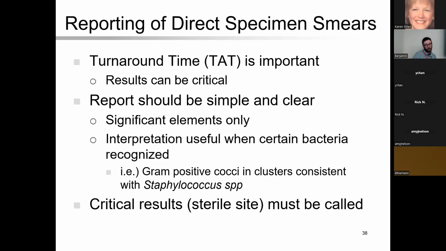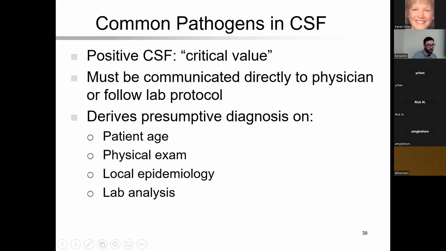And so when we get these critical results and the turnaround time is relatively short, the doctor can see that gram stain result, see it's gram-positive cocci in clusters, start to put together it's probably a Staphylococcus species and begin treatment for the patient. CSF is definitely a critical value if that's positive. Most labs will have you call directly to the physician.